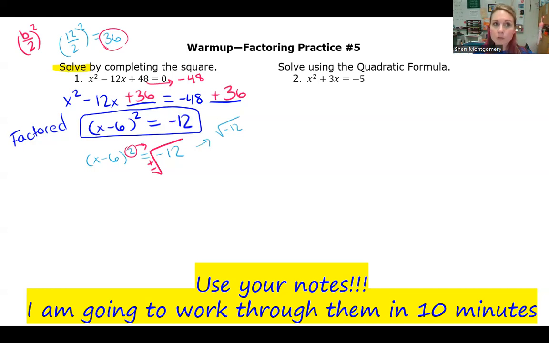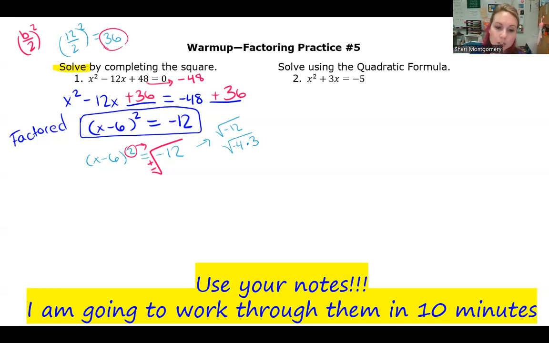All right, square root of 12. What we're looking for is perfect squares that can go into 12. 4, good job. 4 is a perfect square that can go into 12. So the square root of 12, and always put the negative with the perfect square. So negative 4 times 3. What is the square root of 4? Sorry, now you know the answer.